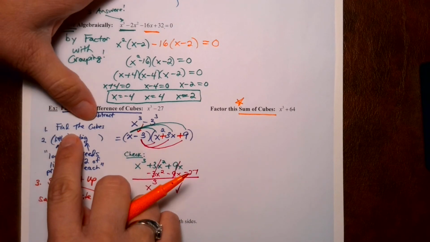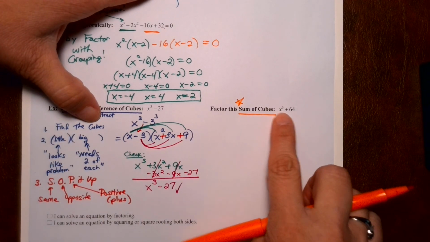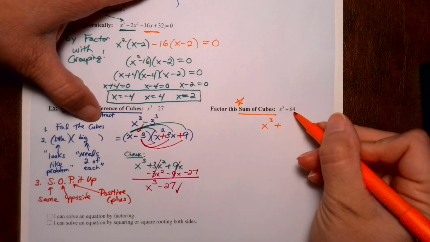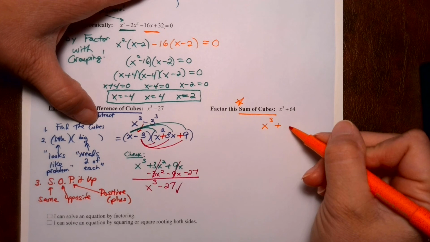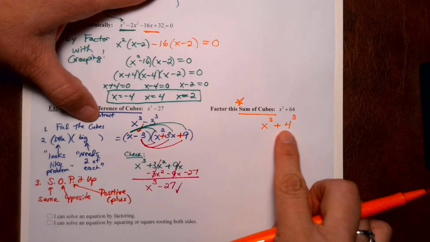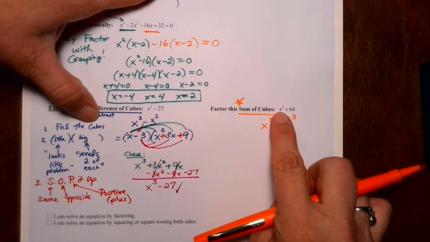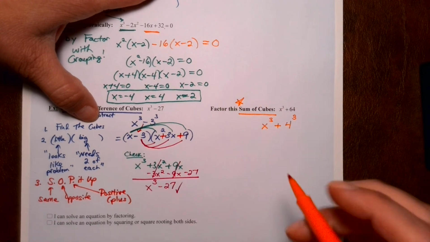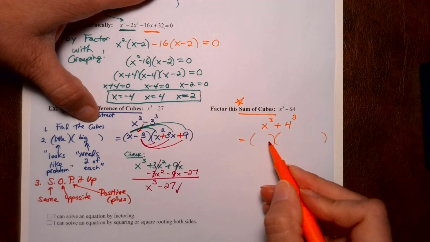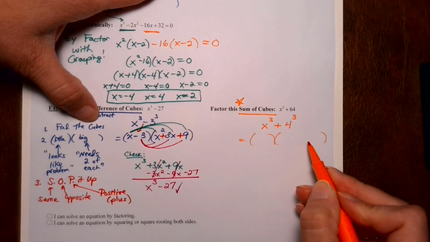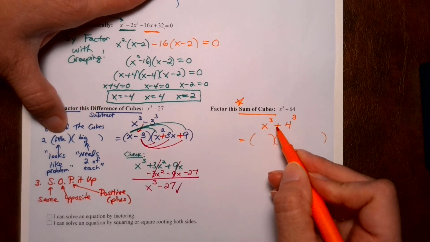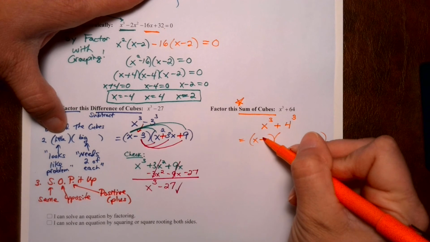Okay, so first let's find the cubes. X is clearly a cubic. That's x, x, x. And then, is 64 a cubic? Yes, because that's 4 times 4 times 4. So that's 4 cubed. We found the cubes. You need to know where these things came from. Okay? Equal sign, a little guy and a big guy. The binomial and the trinomial. Okay, so the binomial looks like the problem. Looks just like the problem, x plus 4.